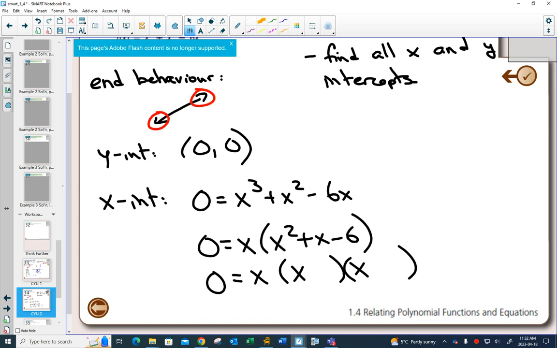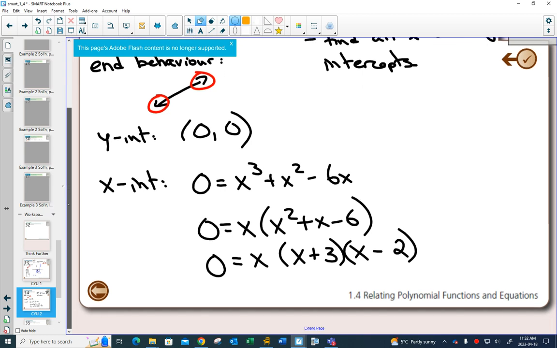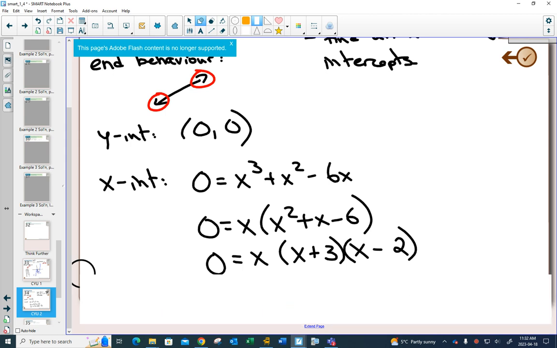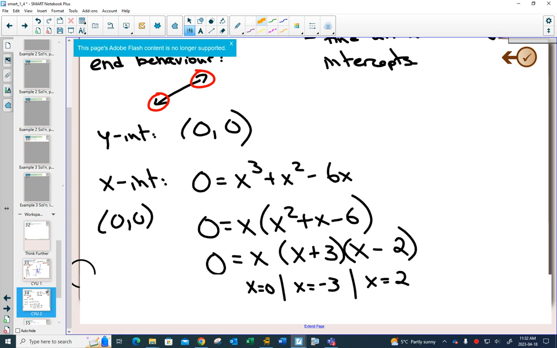Two things that multiply to give you 6: it's going to be 3 and 2. The 3 is positive. The 2 is negative. And we got 3 x-intercepts: x equals 0, x equals negative 3, and x equals 2. Well, the 0 one is (0, 0). We already found out that's our y-intercept. We'd also have (negative 3, 0) and (2, 0).